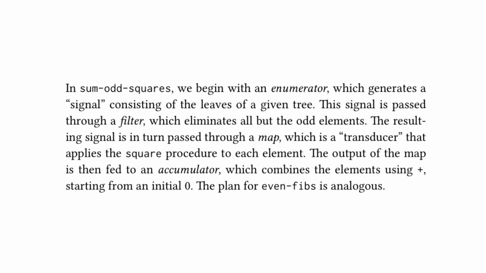And the authors state, in sum odd squares, we begin with an enumerator which generates a signal consisting of the leaves of a given tree. The signal is passed through a filter which eliminates all but the odd elements. The resulting signal is in turn passed through a map, which is a transducer that applies the square procedure to each element. The output of the map is then fed to an accumulator which combines the elements using plus, starting from an initial 0. The plan for even fibs is analogous.